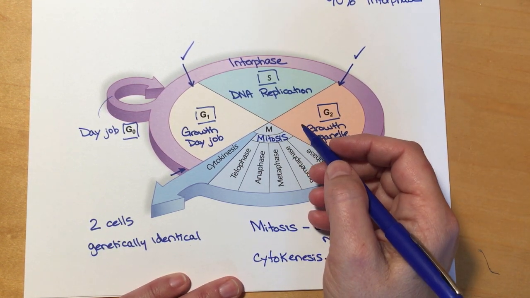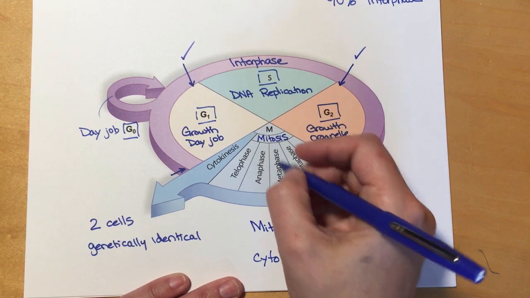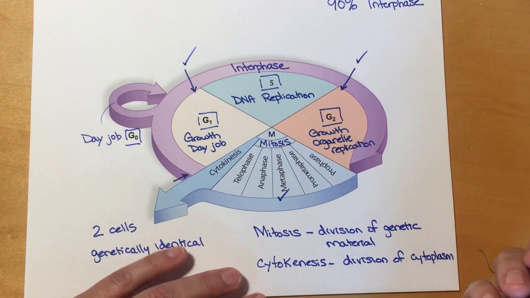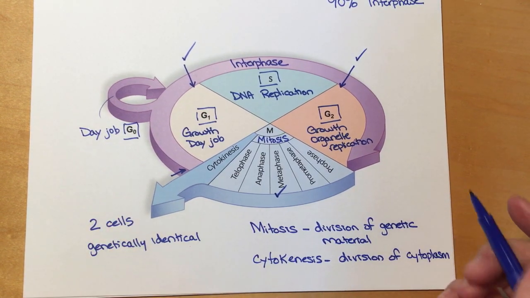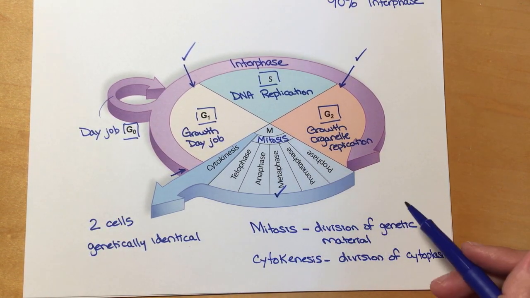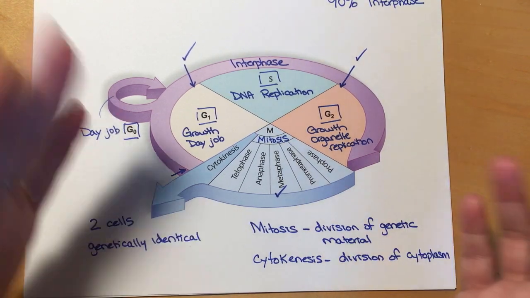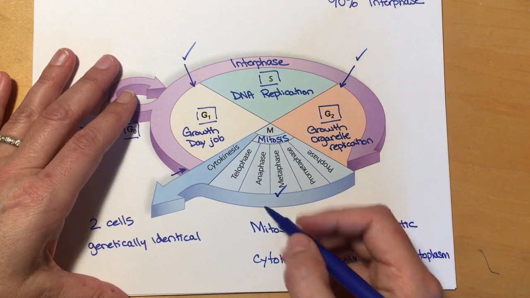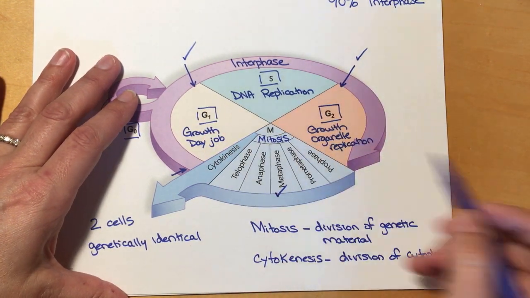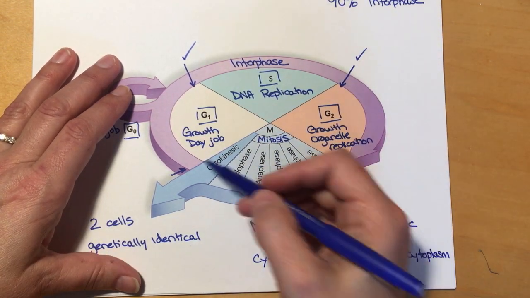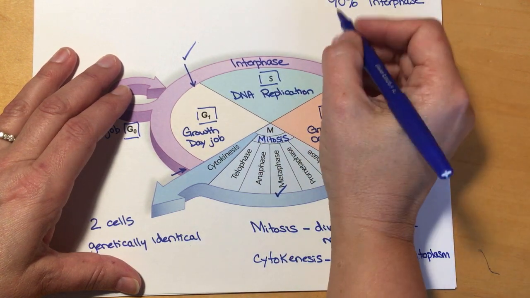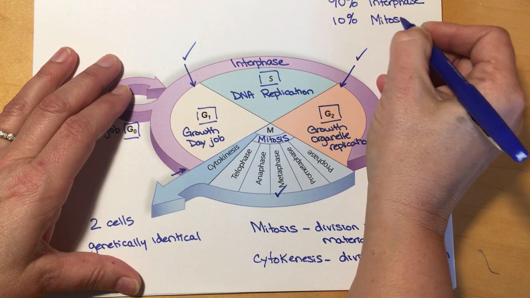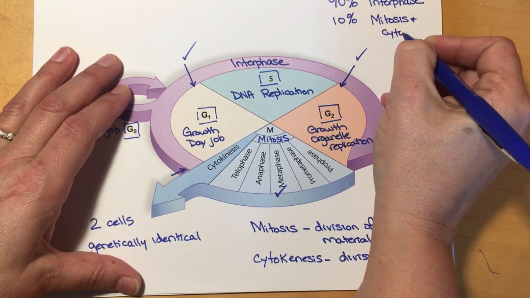Now there's another checkpoint here, and that happens right about here in metaphase. And we are checking to make sure that all of the DNA is lined up properly and that both cells are going to get identical copies of DNA. So we have 3 different checkpoints within the cell cycle. We have 2 main phases, interphase, and then this one is mitosis and cytokinesis.